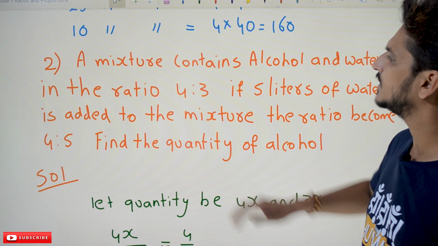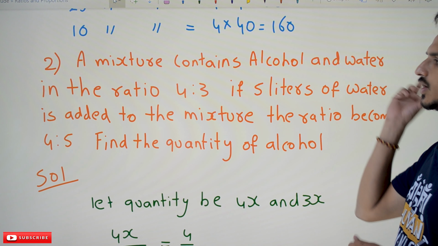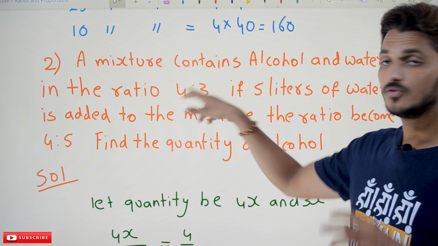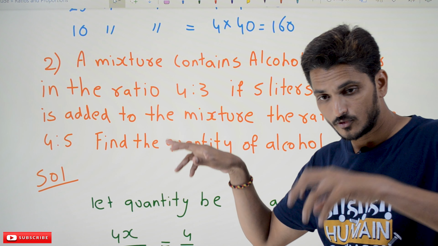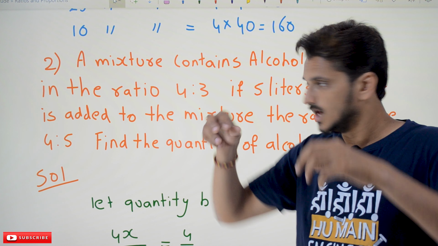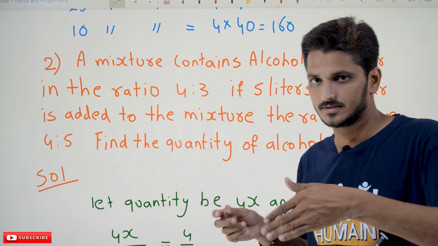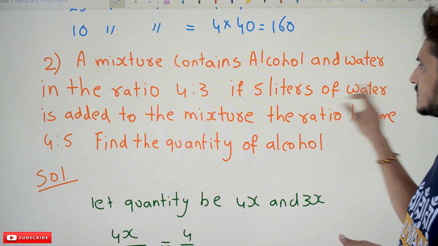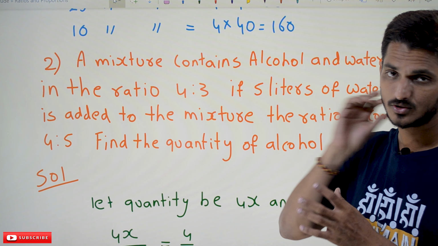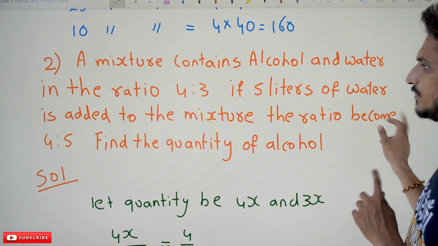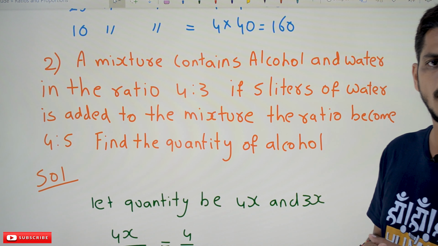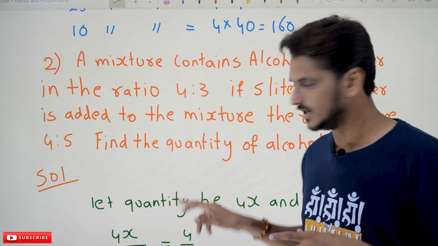Let's do one more example. A mixer contains alcohol and water. There is a mixer, alcohol and water in the ratio 4:3. Means for 4 parts of alcohol, we are having 3 parts of water. Ratio is not the actual liters. If 5 liters of water is added to the mixer, the ratio becomes 4:5. Find the quantity of alcohol. We need to identify the alcohol quantity.